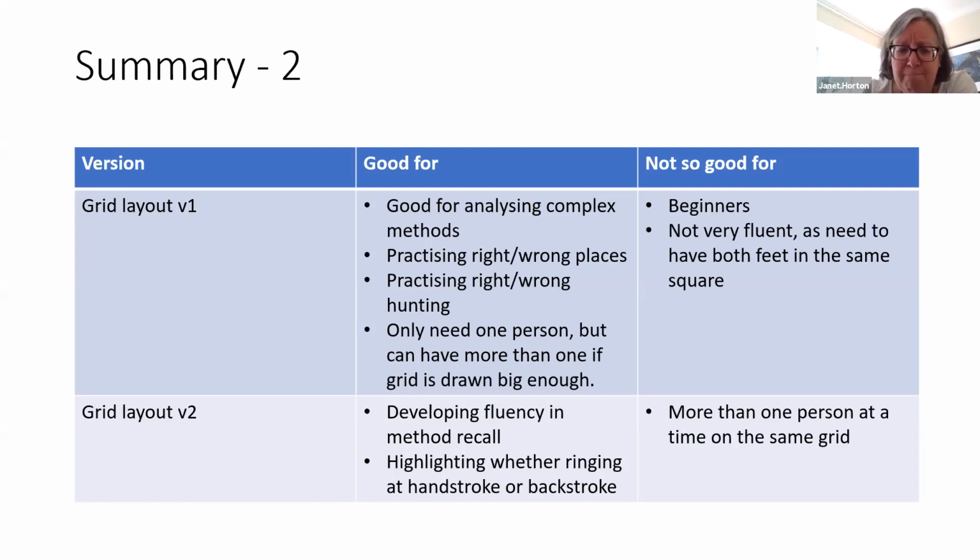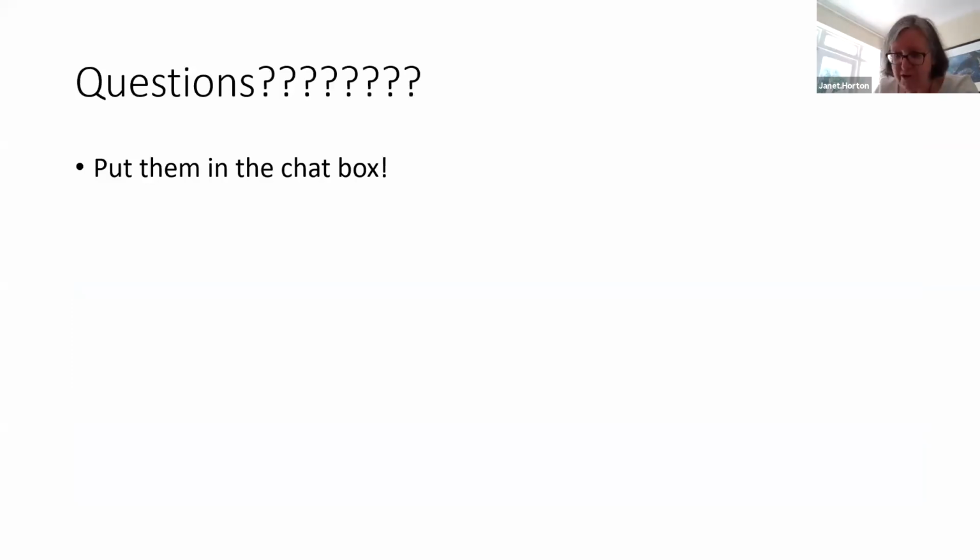So grid layout version 2 is good for developing fluency in method recall because you can go through things much more quickly. You also can highlight whether you're ringing at hand stroke or backstroke, but you can't have more than 1 person at a time on the grid. So, time for questions.